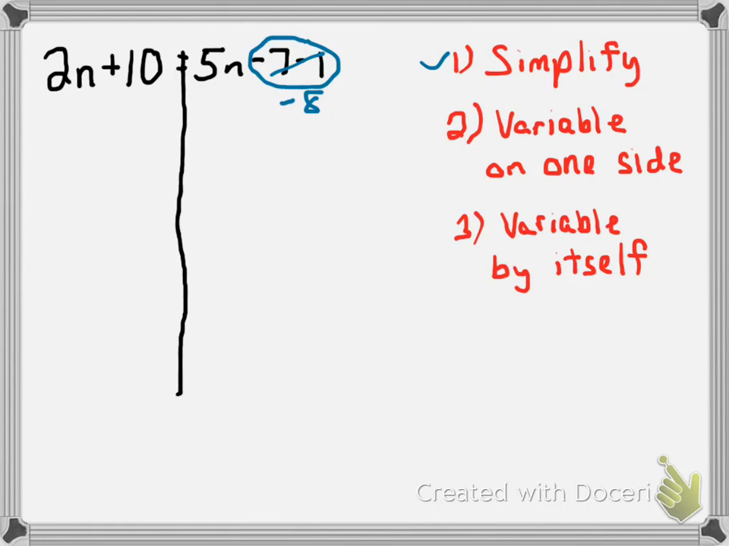Step 2, get the variable on one side. Currently we have a variable on the left side and the right. I want to move it to one side only. To get rid of the 2n on this side, I'm going to subtract 2n from it. That'll make it go away.